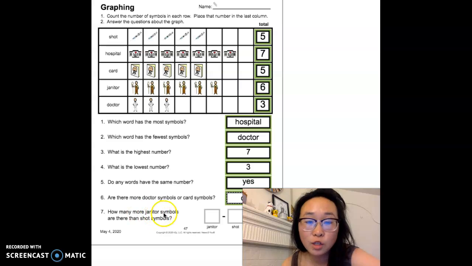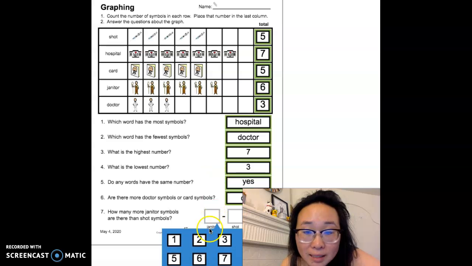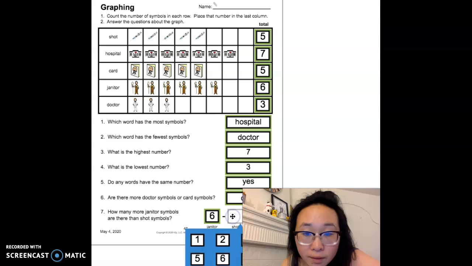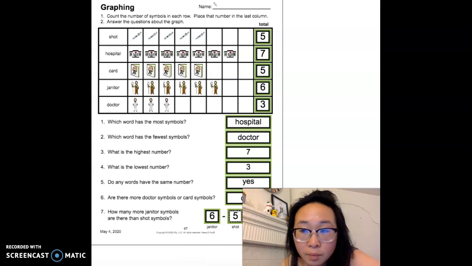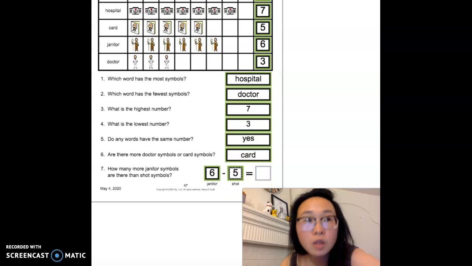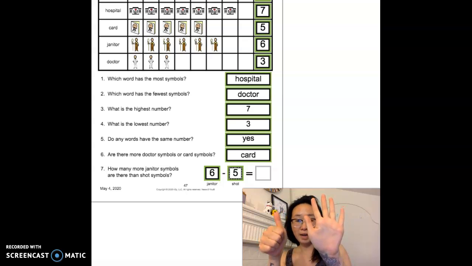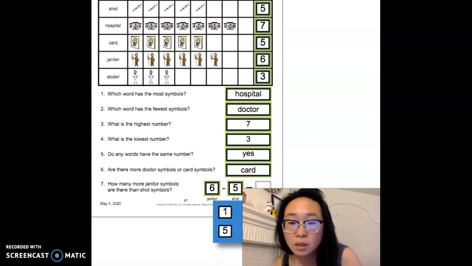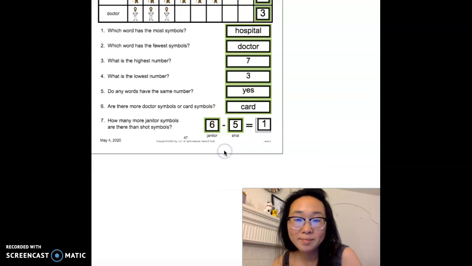How many more janitor symbols are there than shot symbols? So janitors, we're going to have 6. All right, we have 6 janitors here. And then shot symbols, right here, we have 5. So it would be 6 minus 5. 1, 2, 3, 4, 5. So we just have 1. It's going to be hard for you to see those. The answer is 1.